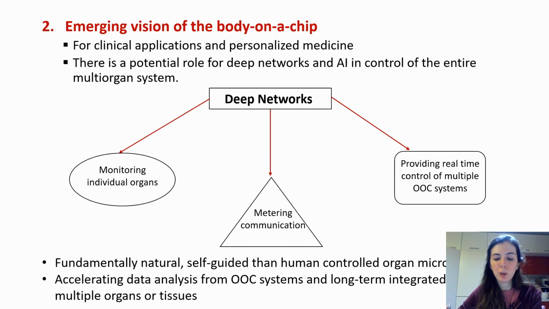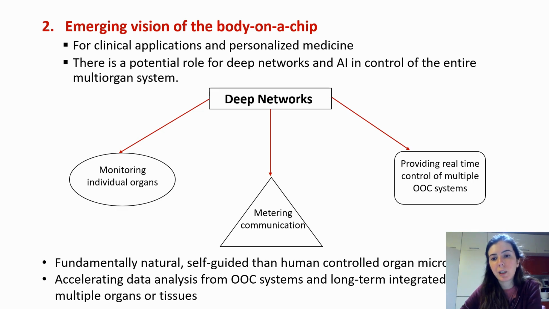Secondly, considering the emerging vision of the body-on-chip for clinical applications and personalized medicine, there is a potential role for deep networks and AI in the control of the entire multi-organ system. We can imagine deep networks monitoring individual organs, metering communication, providing real-time control of multiple organ-on-chip systems, and working towards a fully trained and AI-guided multi-organ physiological system that regulates itself. A learning AI-driven multi-organ system may in fact be more fundamentally natural and self-guided than human-controlled organ microsystems.